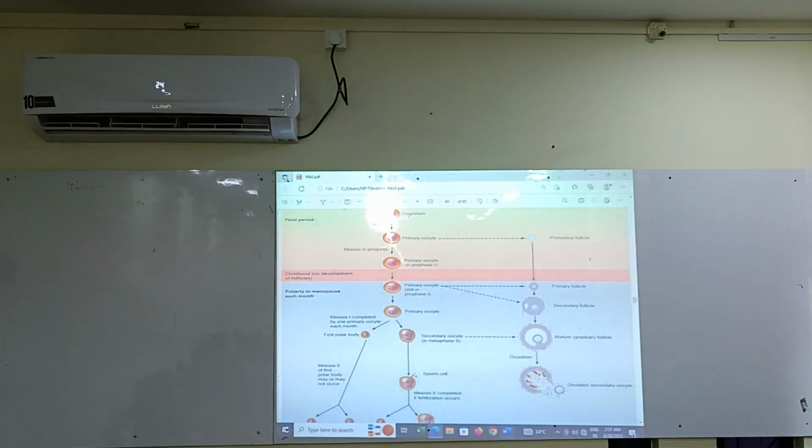It temporarily stops during her childhood and it resumes back when she reaches the age of puberty. And then it permanently stops at the time of menopause. Matlab, the female has passed her reproductive age. You got my point?